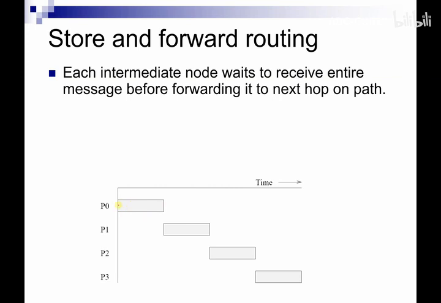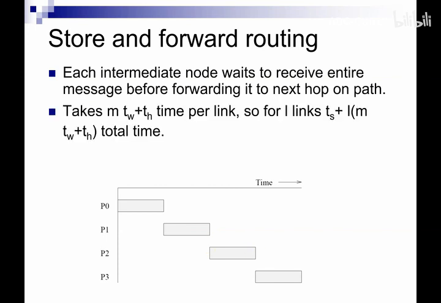P0 is going to wait to receive this entire message before it forwards it to the next link, P1. And P1 is also going to wait to receive the entire message before forwarding to P2, and so on. So therefore, let's look at the cost for this store and forward routing.